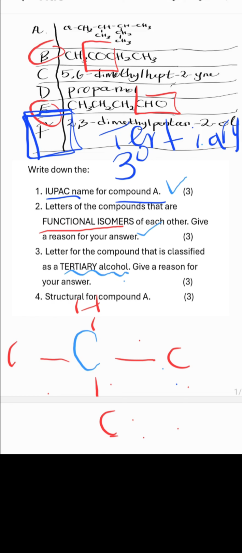So that's just how you get another 3 marks for free, because you are interested in nothing else but the classification of these organic compounds. Now you are classifying this organic compound to say, this one is a tertiary alcohol.